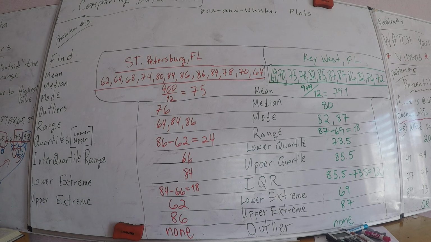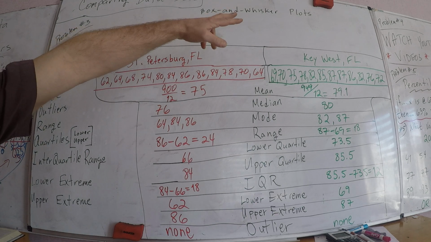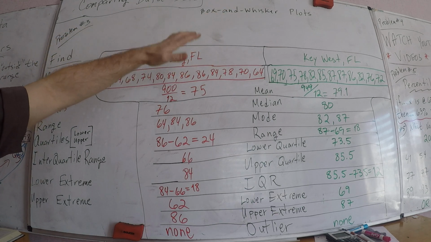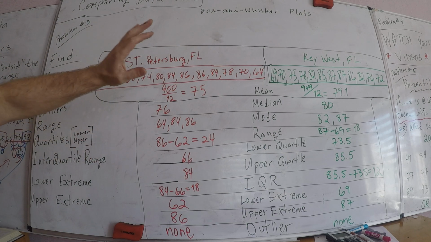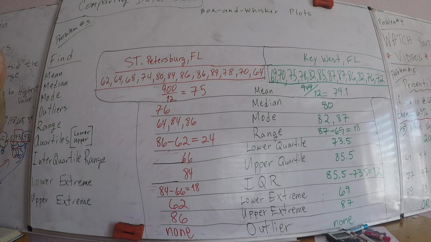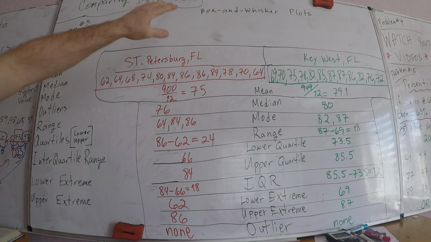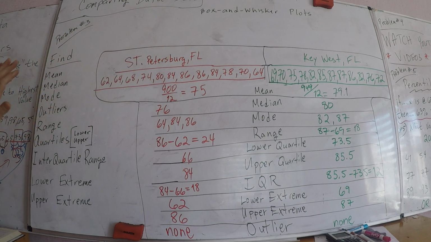Okay, so comparing data sets. Problem number 3. Don't look at box and whisker plot. That is how we display this type of data. I think you should have seen that before. But it doesn't matter. We'll get to that in a moment. We're going to take all the data we've learned and we're going to compare it to 2 different things. So, the problem number 3.